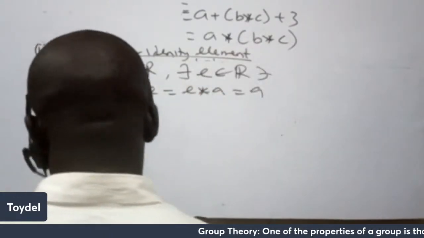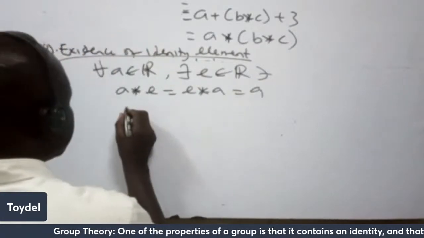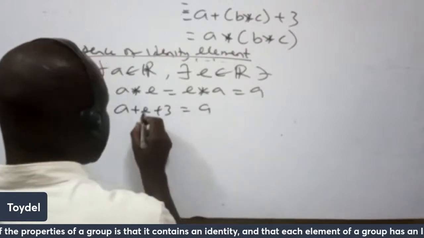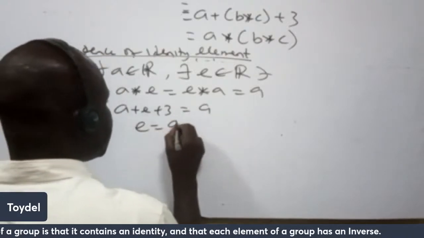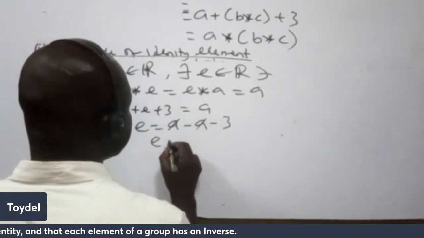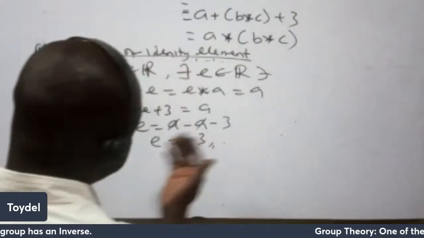So A * E will now be A + E + 3, to be equal to A. Let's make E the subject of the formula. E will now be equal to A minus 3, then this will take care of this. So E is equal to minus 3. So here now the identity element is minus 3.